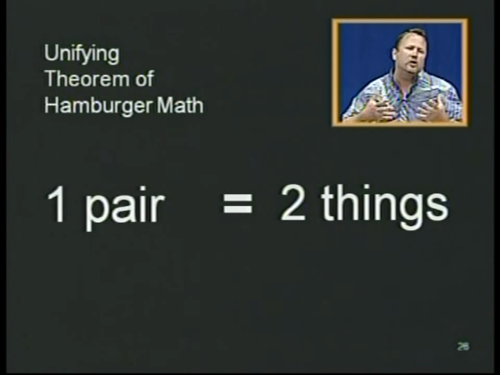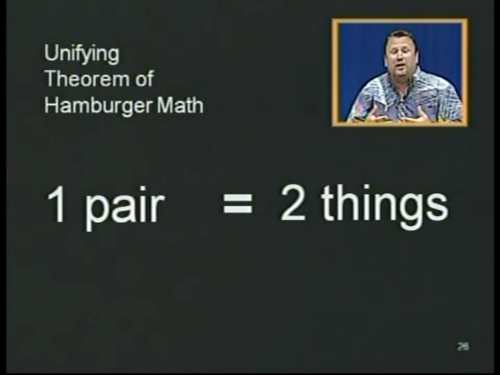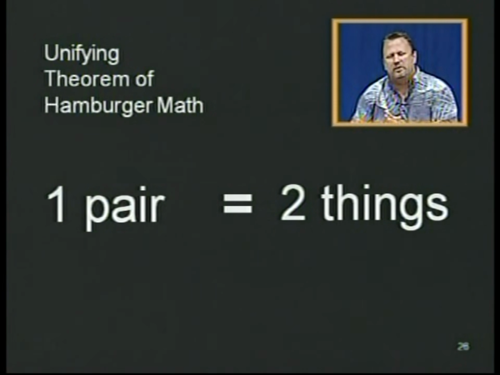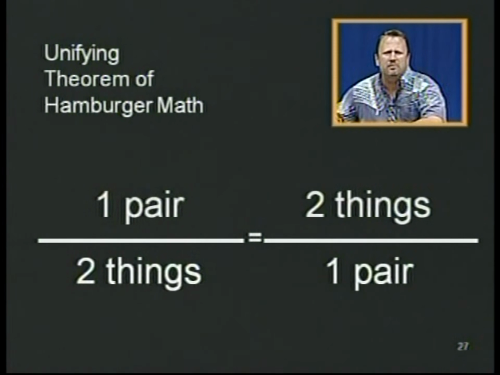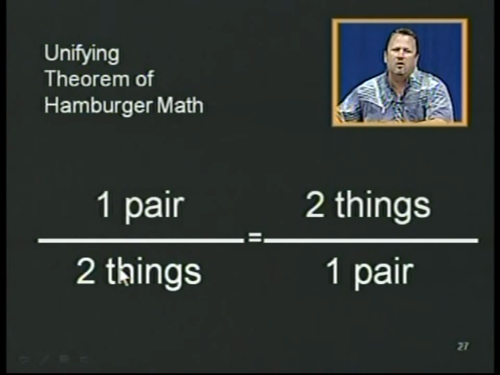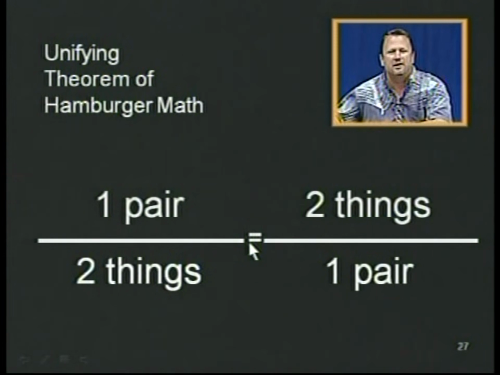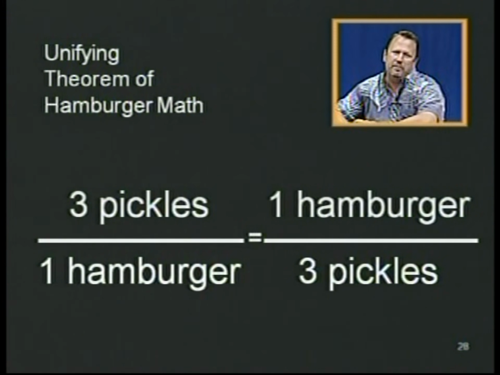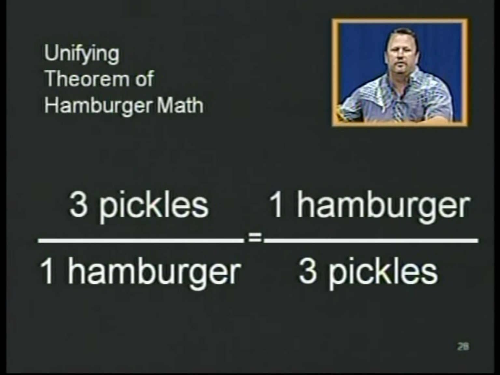And so when we add units to our numbers, we end up with a new set of thinking, a new algebra. That's why sometimes this is called units algebra. Other people will call this dimensional analysis. So keep that in mind. That's why 1 pair over 2 things is equal to 2 things over 1 pair. You guys have seen that proof. So back to Krabby Patty land. 3 pickles over 1 hamburger is equal to 1 hamburger over 3 pickles.